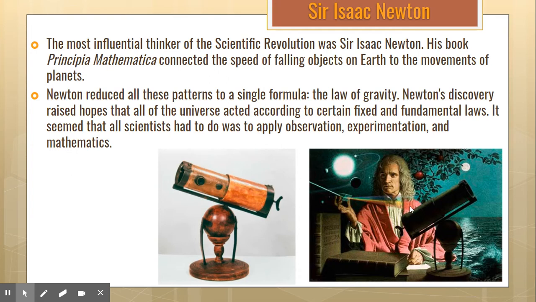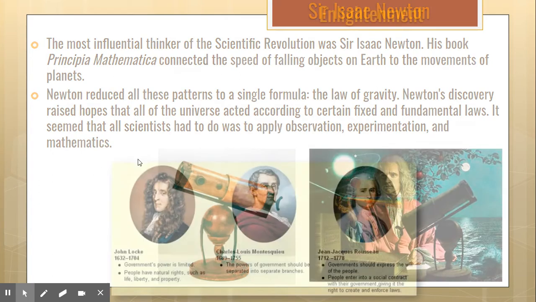So here's one of his telescopes. As you can see, it's an exact copy in the painting. And then here's a prism. So not only was he the one who had the apple fall on his head, he had a lot of different things that he did.